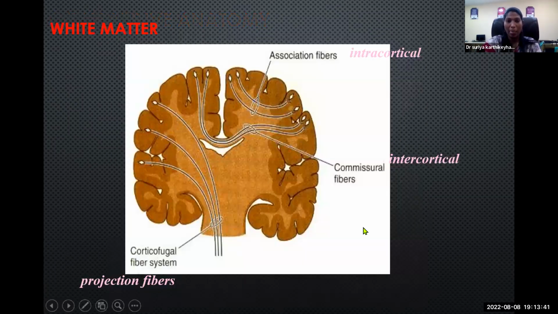Coming to the white matter. White matter consists of projections, and we have 3 types. Association fibers connect the same lobe. This is the right hemisphere and left hemisphere. If it is connected within the same side of the brain, it is by association fibers. Whereas the opposite side of the brain is connected by the commissural fibers. And then we have the projection fibers, which connect different parts of the brain. That is, the cerebrum is connected with the thalamus through the projection fibers. They are the corticofugal system.